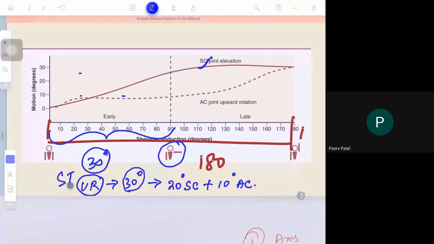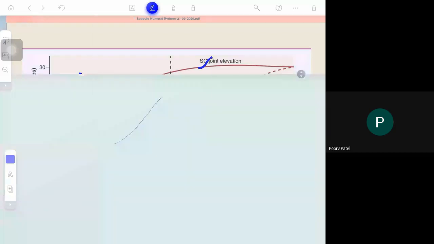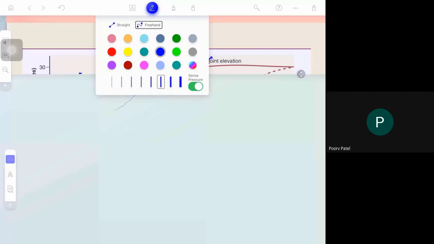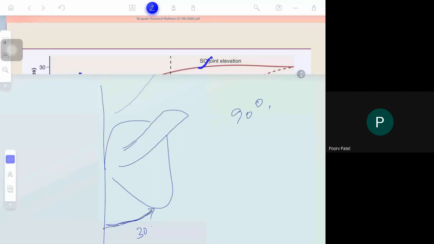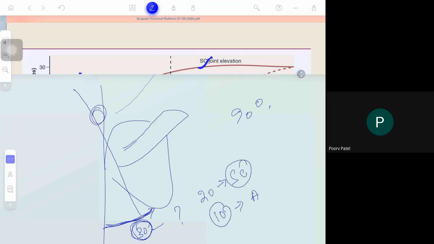Out of this 30 degrees, the scapula is rotated 30 degrees. Clear? When the shoulder is abducted 90 degrees, the scapula is rotated 30 degrees. So, a 30 degree range of motion occurred. Clear? 20 degrees occurred in the sternoclavicular joint, and 10 degrees of motion occurs in the acromioclavicular joint.